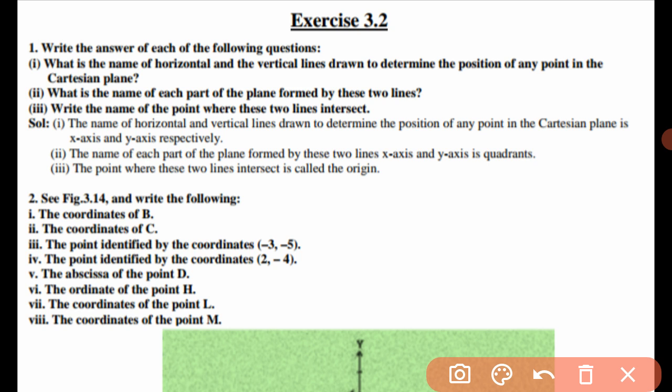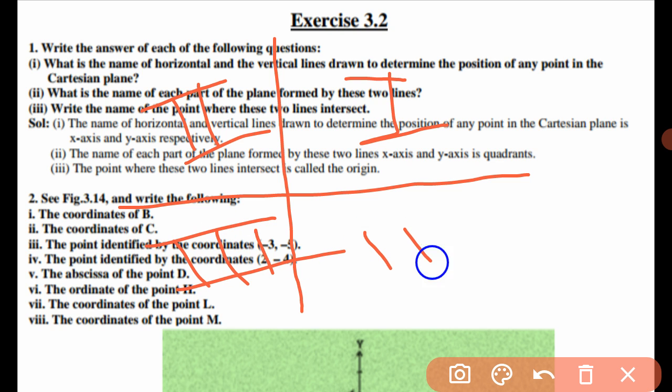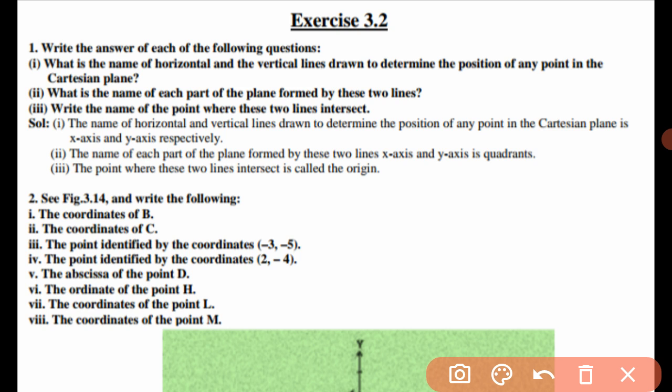Now in the second part: what is the name of each part of the plane formed by these two lines? When we form these two lines, four parts are formed: first quadrant, second quadrant, third quadrant and fourth quadrant. So the plane is divided into four quadrants. The name of each part of the plane formed by the x-axis and y-axis is quadrant.